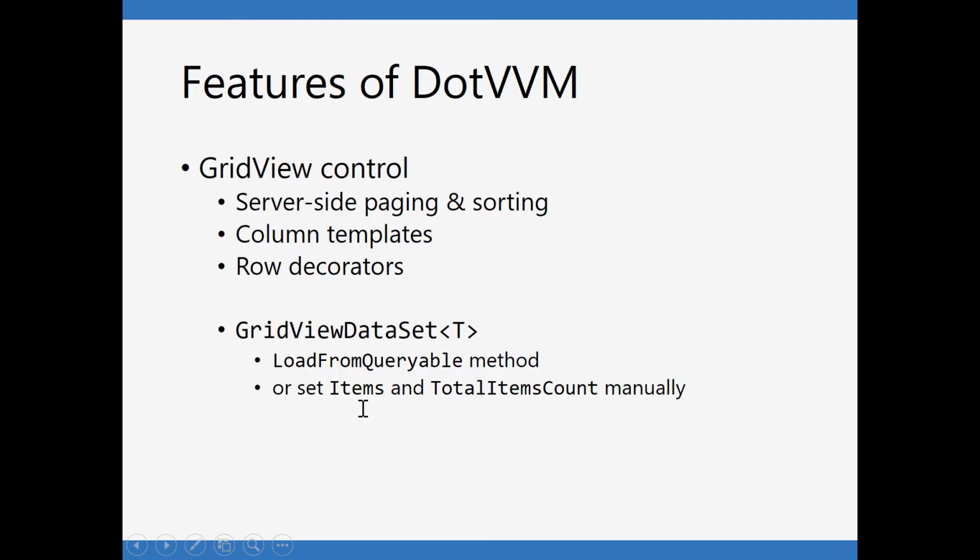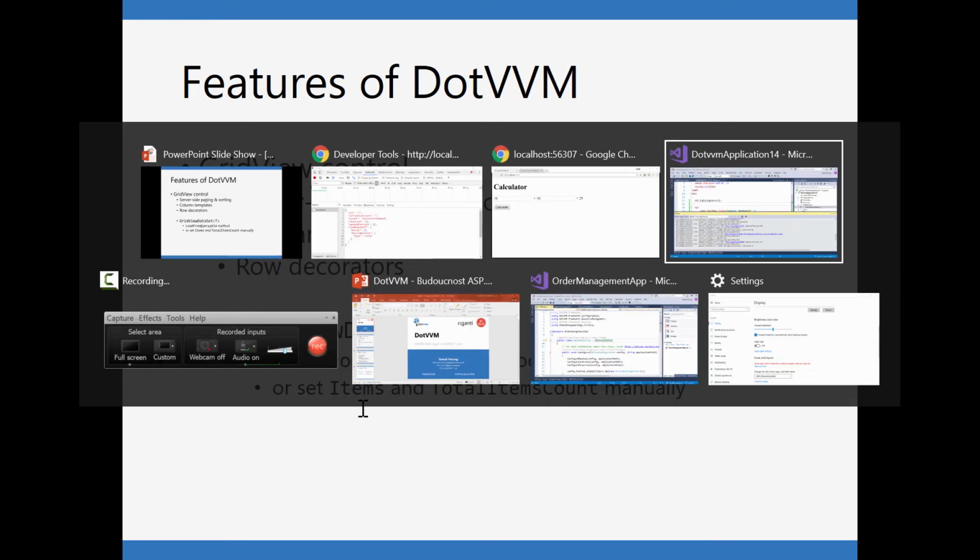DotVVM has several nice features, and of course every line of business application contains some grids with data. So in DotVVM there is a control which is called GridView, and it supports the basic features you would expect, for example sorting, paging, templating of the individual cells and things like that. So let's look how GridView works.